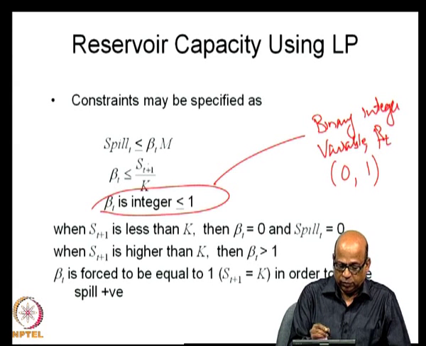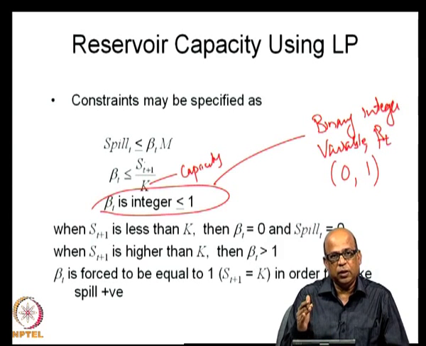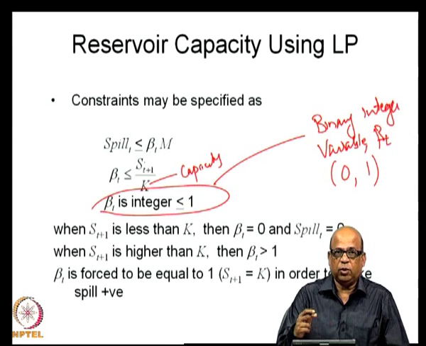Now, you look at this constraint. We will say beta t must be less than or equal to S t plus 1 divided by k. This is the capacity. And S t plus 1 is the storage at the end of the period t or at the beginning of period t plus 1, which is obtained from the continuity equation.